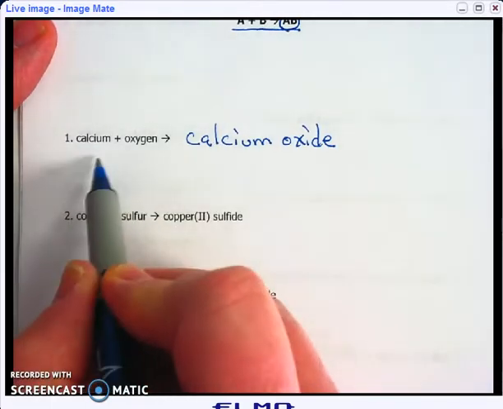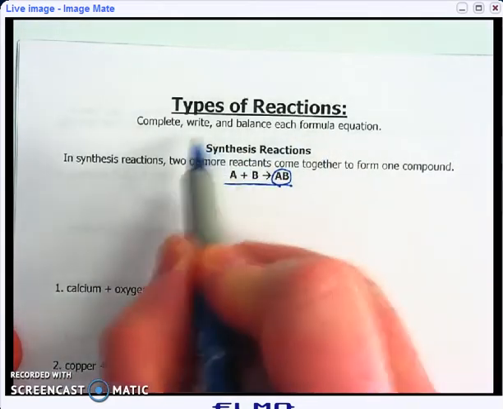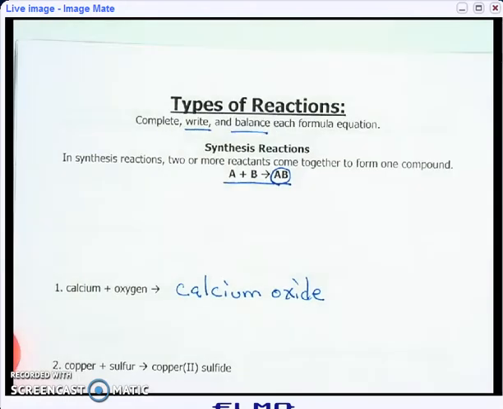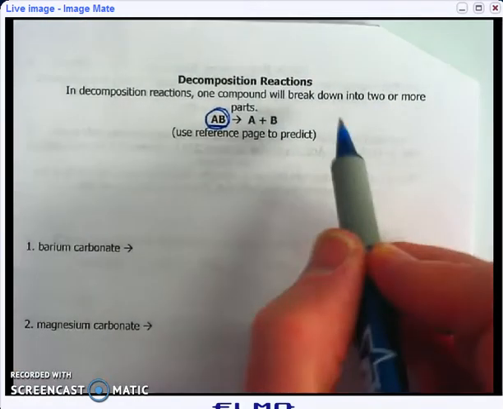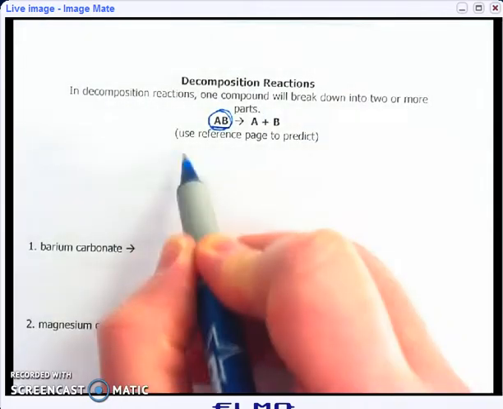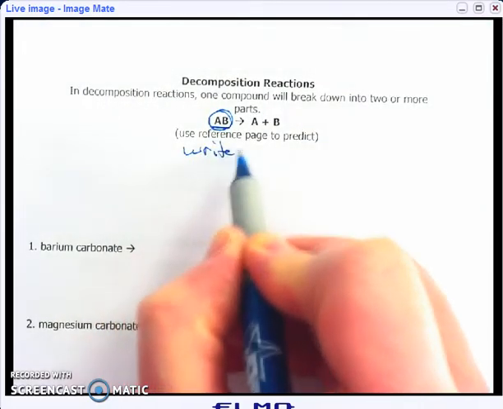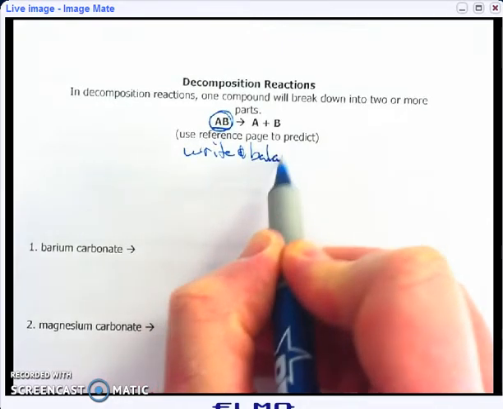What they asked us to do, and I want to make note of that, is to write and balance each equation. And over here on the decomposition, it doesn't say it, but we do want to write and balance. We're going to do the same thing. Okay?